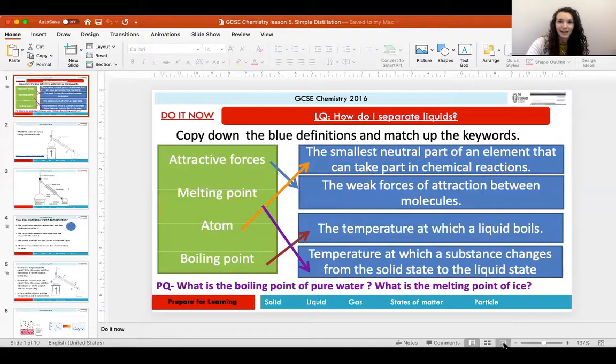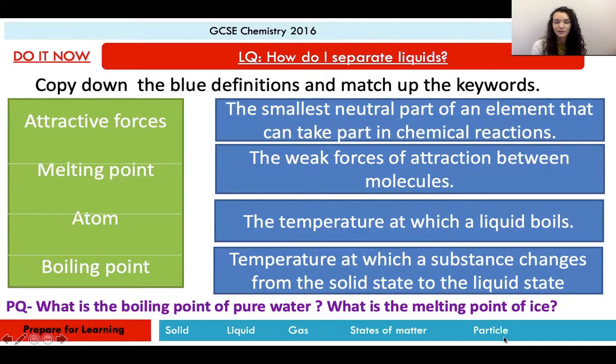Hello everyone, so welcome to the 5th GCSE Chemistry online lesson for St Leonard's Academy students. And the learning question for this lesson is, how do I separate liquids?